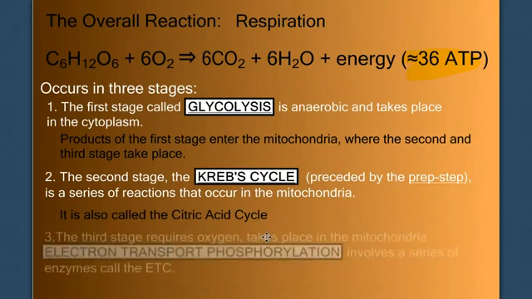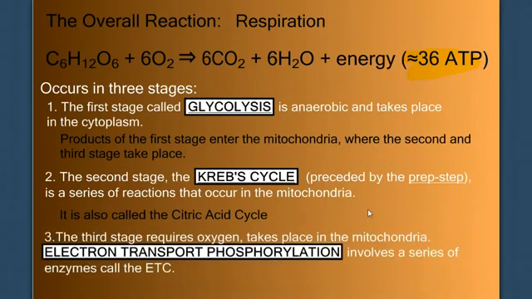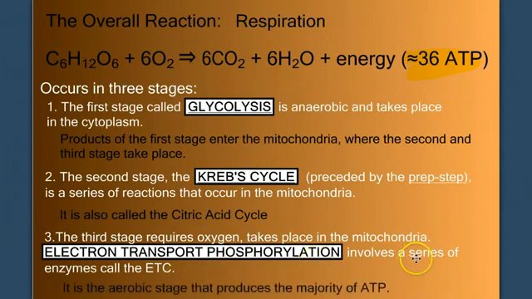And the final stage of respiration is electron transport phosphorylation. It takes place deep inside the mitochondria. It's a series of enzymes embedded in the inner membrane called the electron transport chain. It's this stage of respiration that's aerobic and that will produce the majority of our ATP. Now let's take a look at where this occurs.